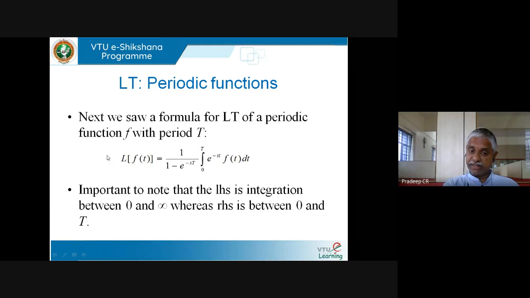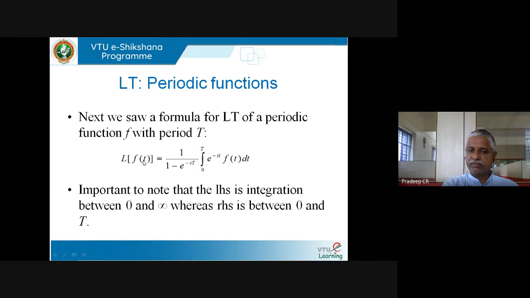So the left hand side is an integration with limits from 0 to infinity, infinite limits. Whereas the right hand side is a finite limit. So an infinite limit is reduced to a finite limit. That is the power of this formula. That is possible only because it's a periodic function. So what happens at infinity to a periodic function is captured in what happens in some finite part. That is what we explore here.